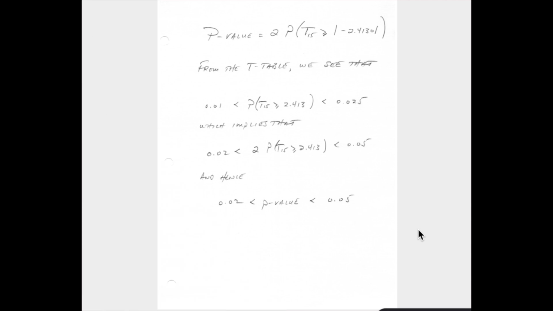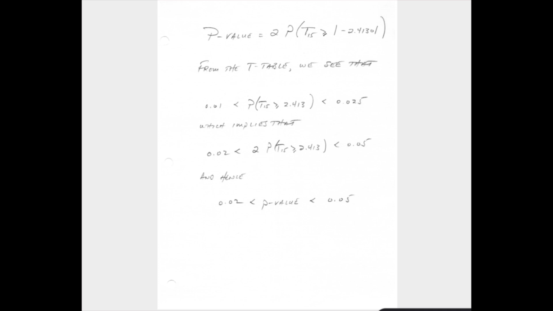Let's calculate the p-value for the test. Because we're performing a two-sided test, the formula for the p-value is 2 times the probability that a t-random variable with 15 degrees of freedom in this case is greater than or equal to the absolute value of the calculated value of the test statistic, which was negative 2.4130. And so we have to take the absolute value. And so we get a positive 2.4130. And so the p-value is equal to 2 times the probability that a t-random variable with 15 degrees of freedom is greater than or equal to positive 2.4130.